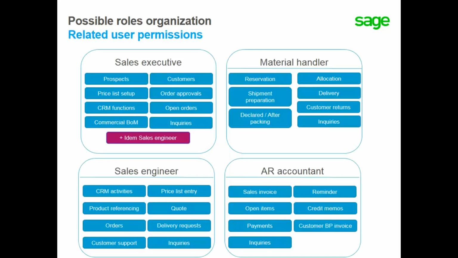You can see here an extract of the main functions associated with the different sales roles to match the split of responsibilities. The sales executive is the manager of the sales engineers, so he can have access to all functions accessible to the material handlers. There are preset users in your system matching these definitions. Sales executive is USR 03. Sales engineer is USR 08. Material handler is USR 11, and AR accountant is USR 13.